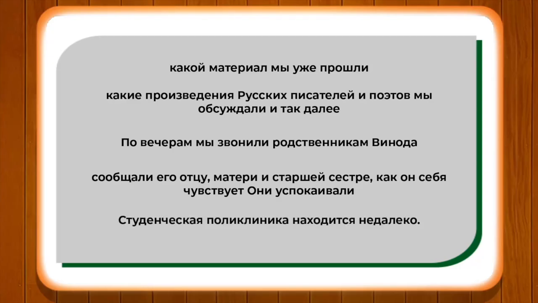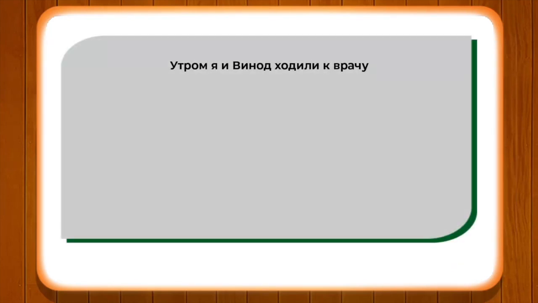Студенческая поликлиника находится недалеко. So from student, the adjective has been changed as per the requirement of the noun поликлиника, which is a feminine gender word, that is why студенческая поликлиника. Находится недалеко is situated not far. Утром я и Vinod ходили к врачу. So again, here we have used the word ходить, which means to go in multiple directions. Towards whom? К врачу. So врач changes into к врачу.